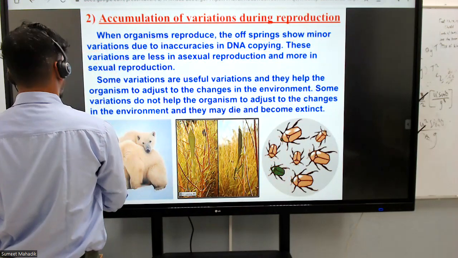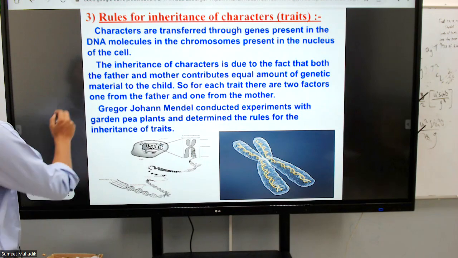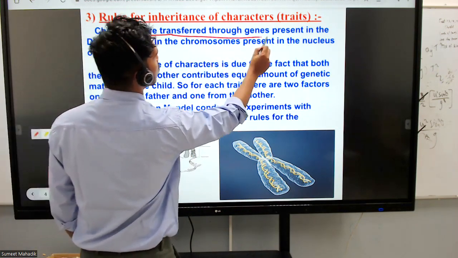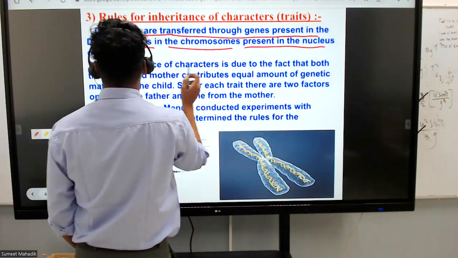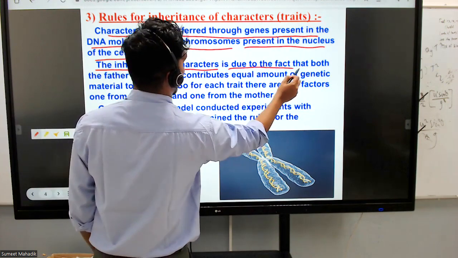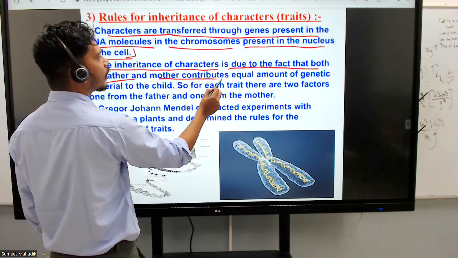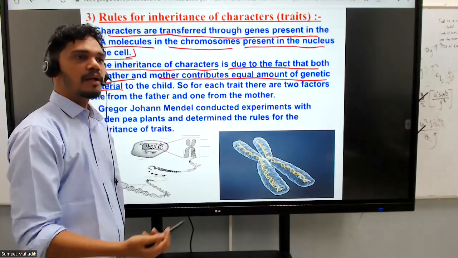So here are the points. Let's go to the next point. Rules for inheritance. What are the rules for inheritance? Characters are transferred through the genes present in the DNA molecule, in the chromosomes present in the nucleus of the cell. The inheritance of the characters is due to the fact that both the father and mother contribute an equal amount of genetic material. So they are giving an equal amount of genetic material.